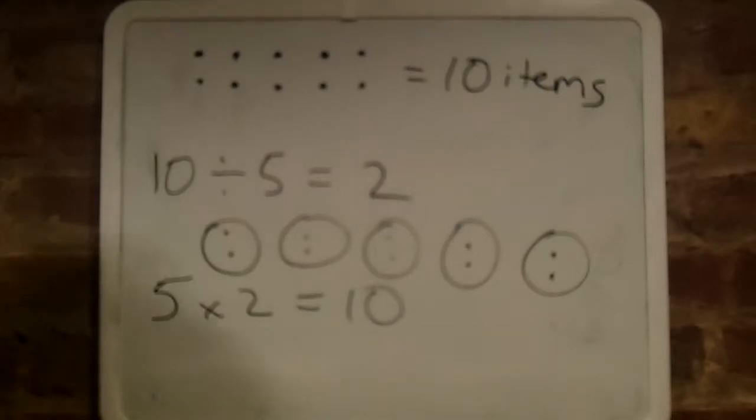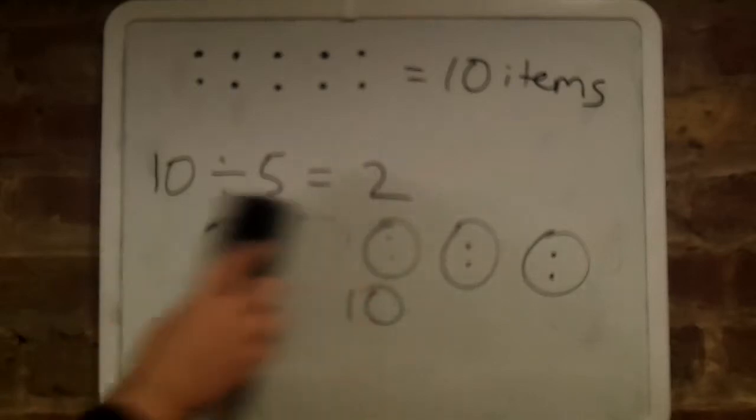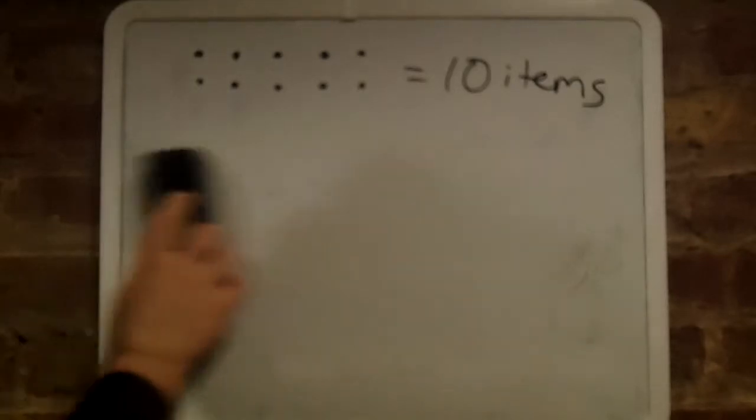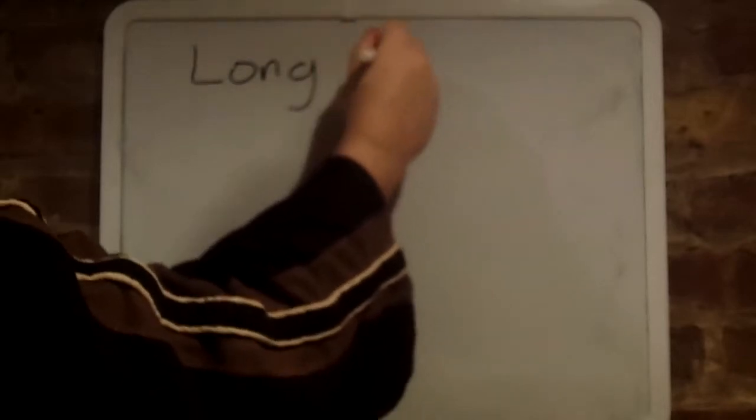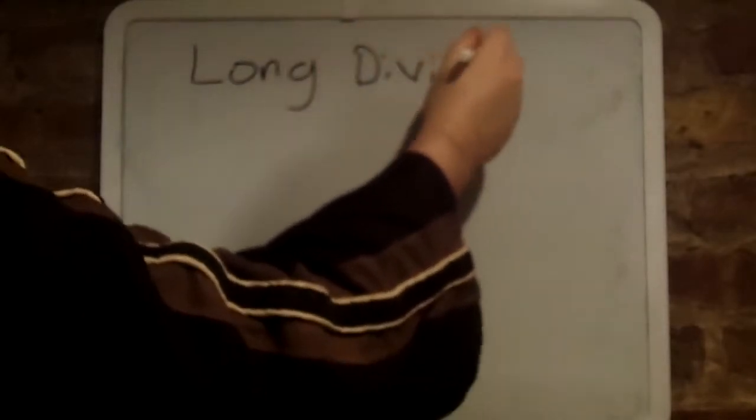So that's basic single-digit division. It's pretty straightforward. If you know your multiplication tables, it should be a piece of cake. After that, we have what's called long division, which is a little trickier. Not too bad.